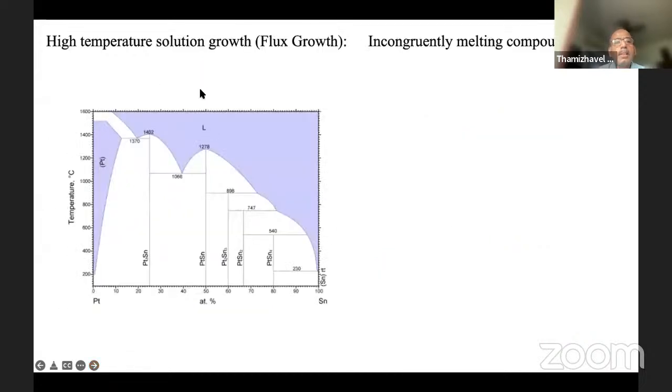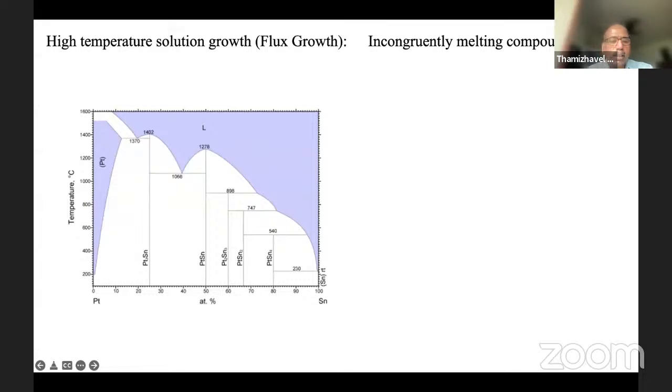Okay, so far this WSi2 has been grown by the Czochralski method. Now let us focus on the other method of crystal growth, namely the high temperature solution growth or the flux growth. As I told you already, those materials which are incongruently melting can be grown by this high temperature solution growth method. Like for example, let me give an example with the platinum tin system, which Adam Kaminski was also mentioning this morning.